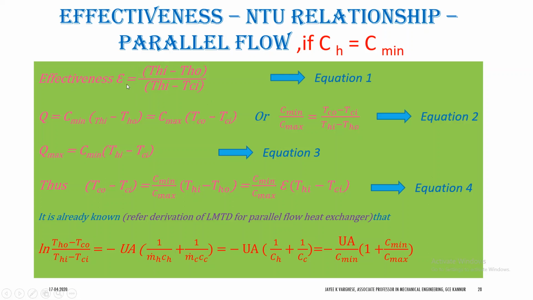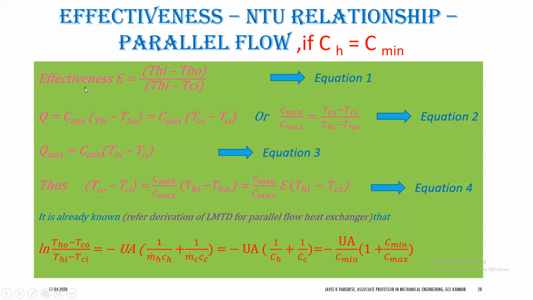Okay, now we'll go to the derivation. Now let's derive the relation for effectiveness and the NTU. Remember, NTU is actually UA by C min. So, the effectiveness-NTU relationship for a parallel flow heat exchanger. Now let's assume that the hot fluid is the minimum fluid. So we will write CH is equal to C min. So the other fluid, that is C, will be C max.